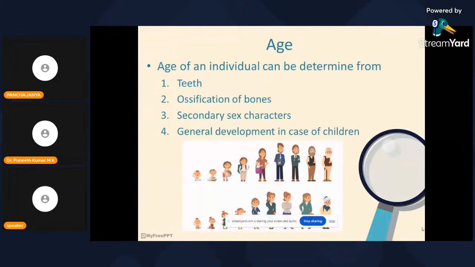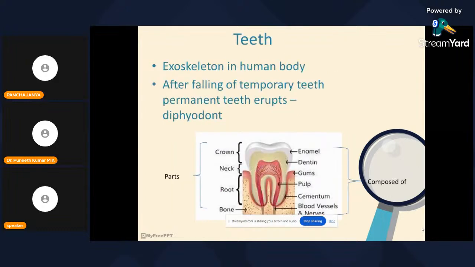Next, age. The age of an individual can be determined by the following points: based on the teeth, based on the ossification of bones, based on secondary sexual characters, and gender development in case of children. Teeth are an exoskeleton in the human body. There is a pattern or order of teeth: temporary teeth first erupt, then after falling, permanent teeth erupt. This is called diphyodont.